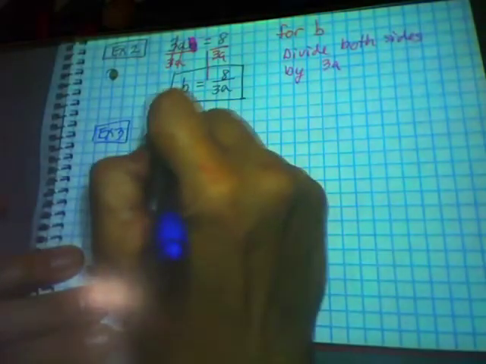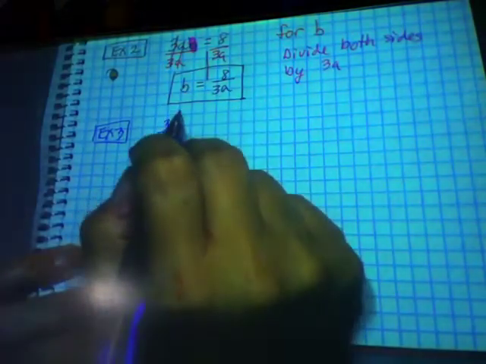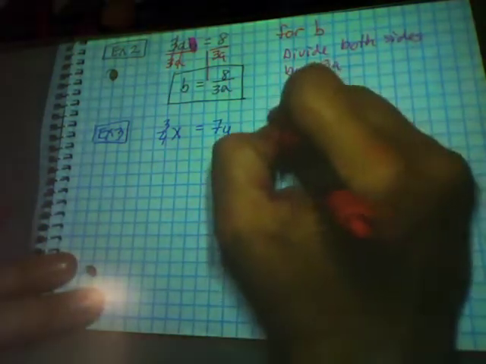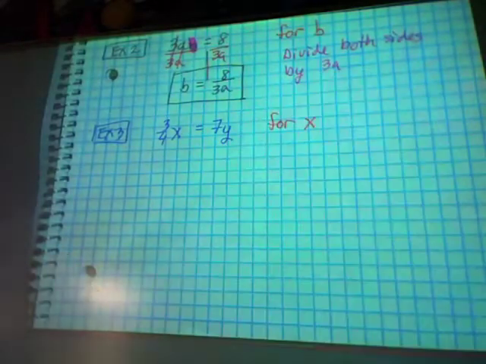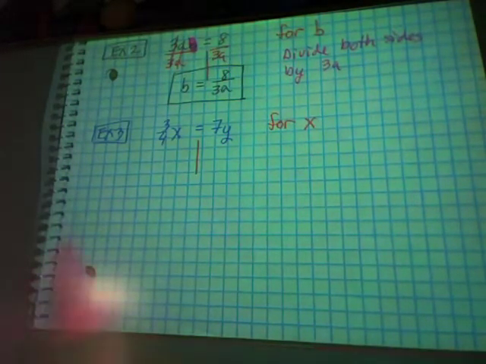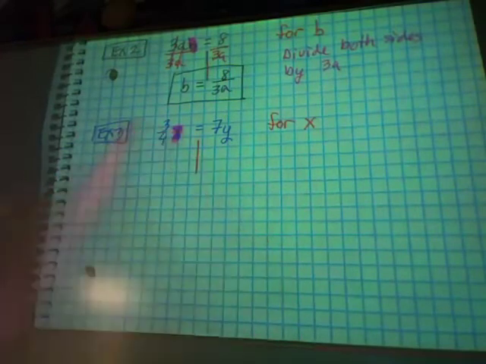So I've got 3/4 x equals 7y, and you are solving for x. So there's the cut between my left and right side. Here's my term that has the x in it. Is that term on one side all by itself?